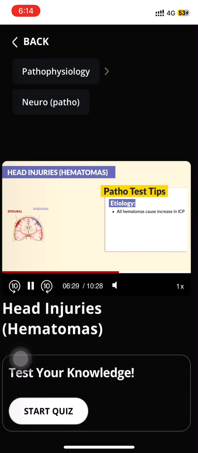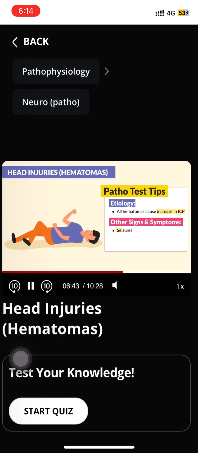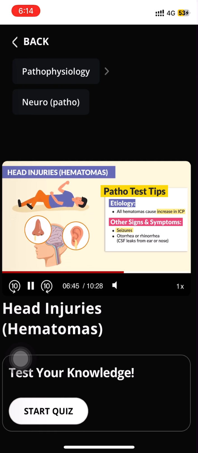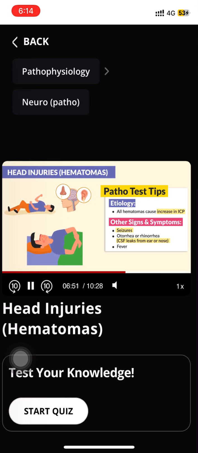The etiology: all hematomas can cause increased ICP, that increased intracranial pressure, a big key term to know for patho exams. Now other signs and symptoms to know, or manifestations, are seizures and otorrhea and rhinorrhea, where CSF leaks from the ears or nose, as mentioned before. And lastly, we also see a fever in certain clients.